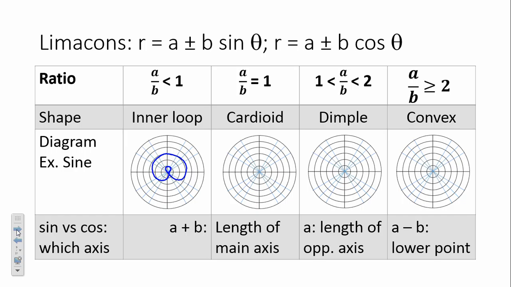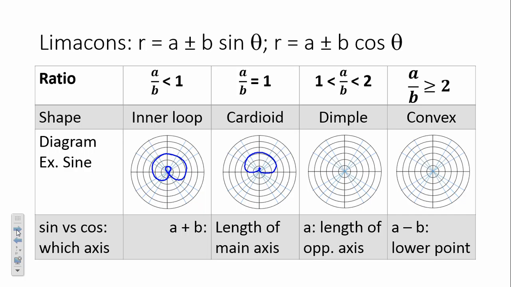Potentially, depending on what A and B are. If A over B is equal to 1, then we get a cardioid. A cardioid looks like a heart. So if this was in the shape of a sine, and we know sine usually, when it's positive, opens up here, a cardioid would look something like this. It kind of comes to a point.